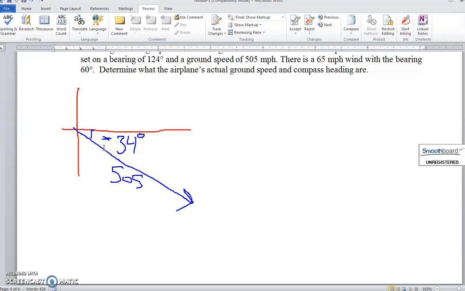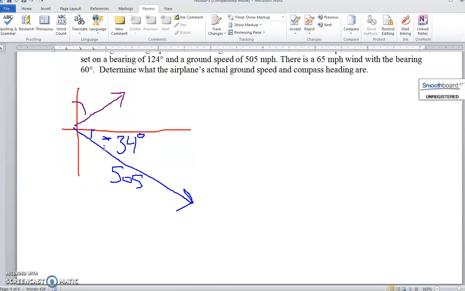Now for the wind, it was on a bearing of 60 degrees, and it went a distance or a magnitude of 65. So 60 degrees, for a bearing, is a little bit more like that.